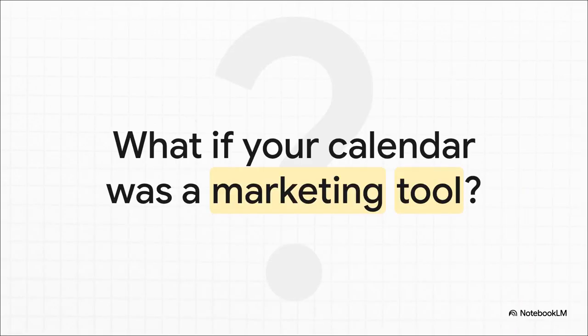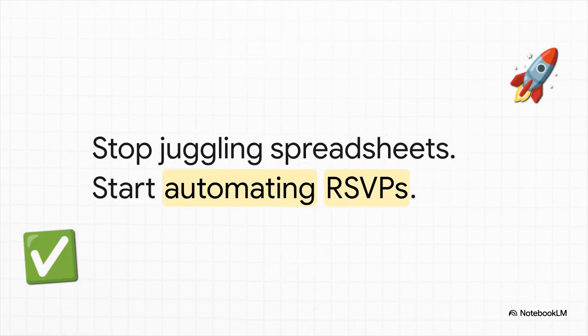But hang on, let's just reframe this for a second. What if your everyday calendar, the one you're already using for everything, wasn't just for scheduling meetings? What if it could be one of your most powerful marketing tools? The goal here is simple: to get you out of the business of manually tracking who's coming in some clunky spreadsheet. We're talking about a world where that whole process is just automated, kicked off by a single action you already do a dozen times a day.